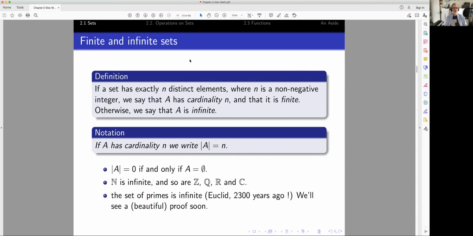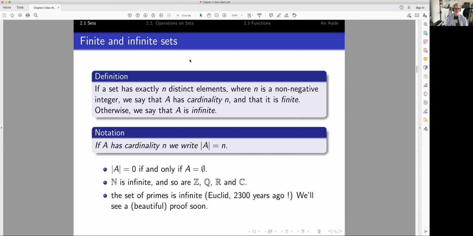Okay. Notation for cardinality n is the one you see there. There are unfortunately many other notations for this, but that's the most common. Obviously, a set has cardinality 0 precisely when it is empty. There's only one empty set. There's only one set with 0 elements. That's the empty set.